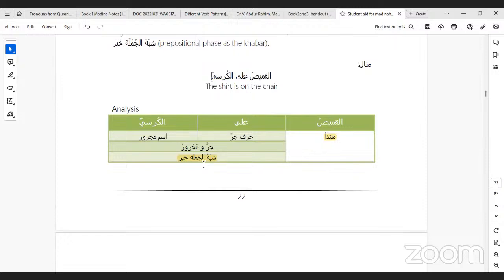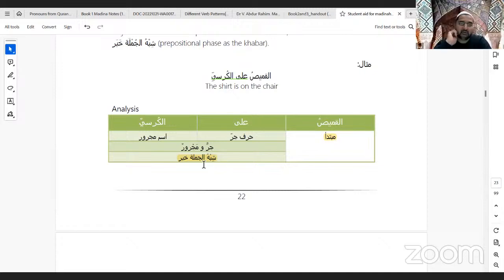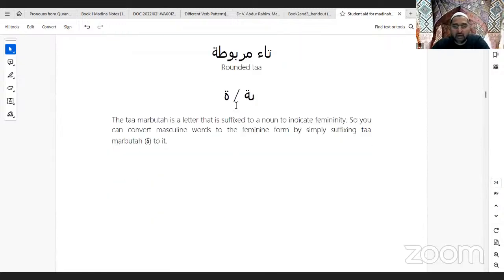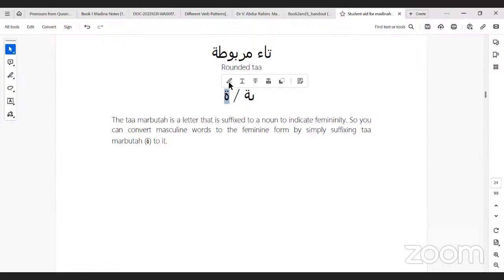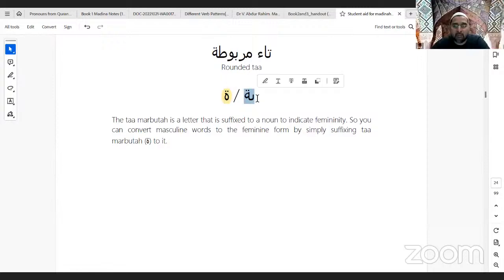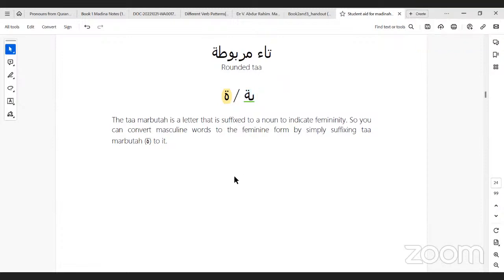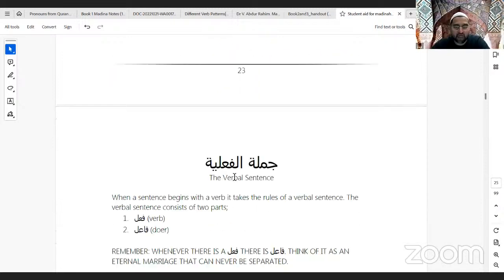And with the preposition we're having the kasra with the noun. Exactly. Yes, because that's what it does. So the khabar itself can come with a dhamma, a kasra, or a fatha as well, depending upon how the noun is situated. Okay. And then ta marbuta, it could be this way, a round ta, or you can have a ta like a boat. So these are two different tas which can join a word to show it feminine.